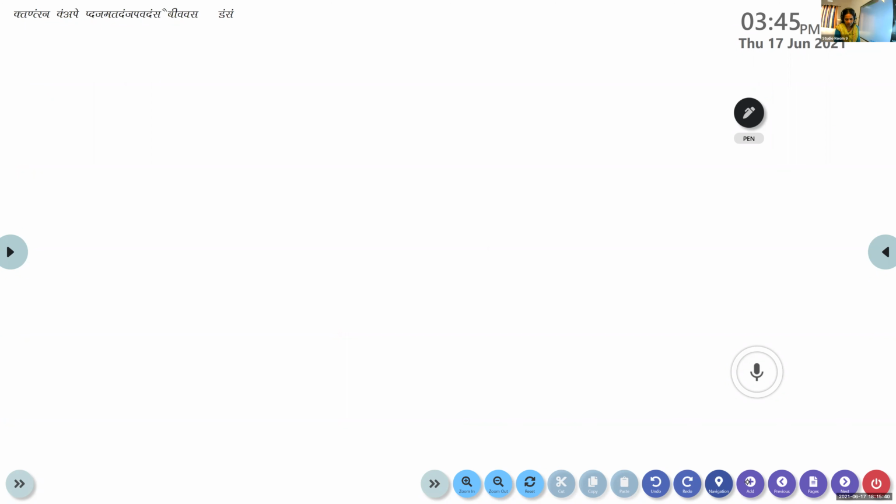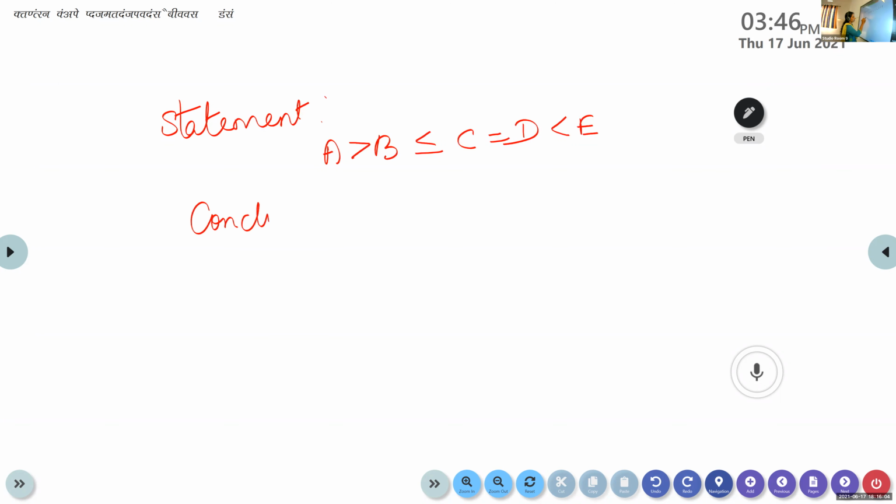The statement is A greater than B less than or equal to C equal to D less than E. And the conclusion 1 is A greater than E. And the conclusion 2 is B less than E. So which one is correct?